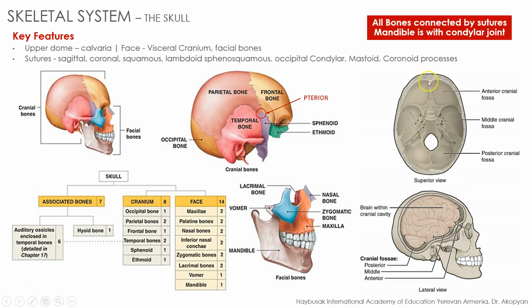These fossae are formed by various bones of the cranial component and have various foramina, or holes or openings, through which pass nerves, arteries, and veins, and each of these is essential knowledge to understand the skull. All of the articulations in the cranium are immovable articulations known as sutures, except the mandible. The mandible articulates with a modified hinge or condylar joint at the temporomandibular joint.